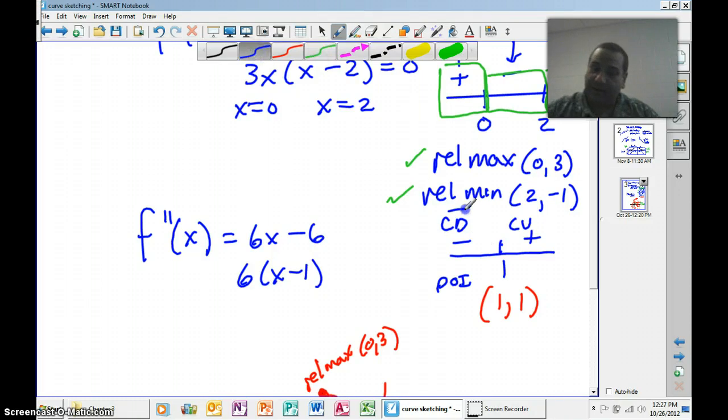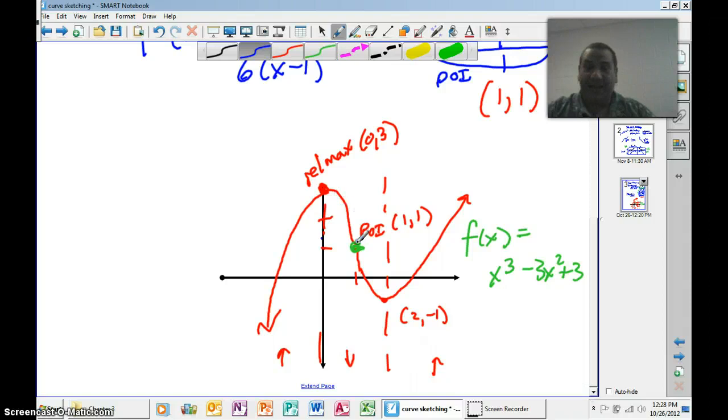And concave up and concave down. All right? Just because it's going down doesn't mean it's always concave down. This is the point where it changes from concave down to concave up. All right? Hopefully you understand, and we'll practice a few tomorrow.